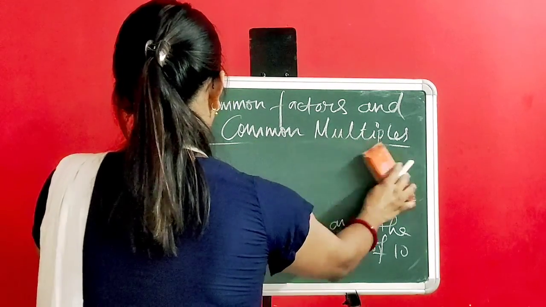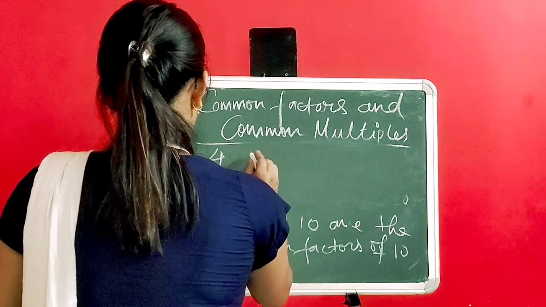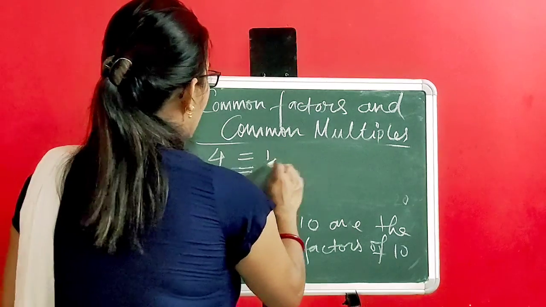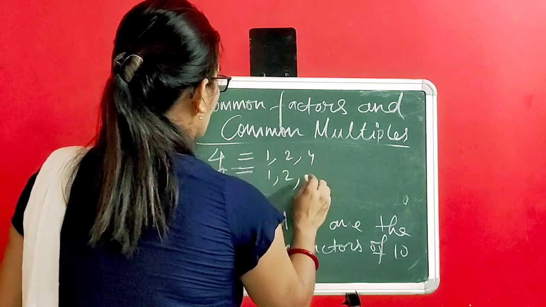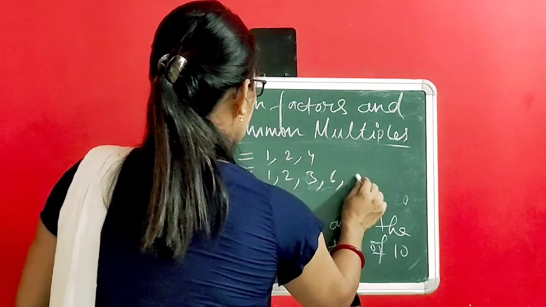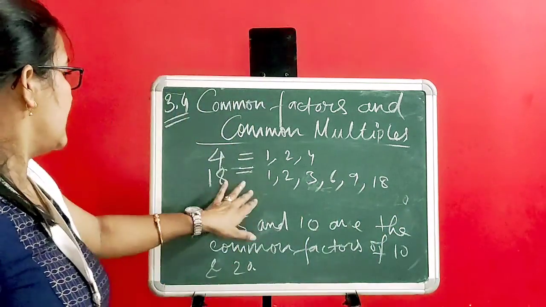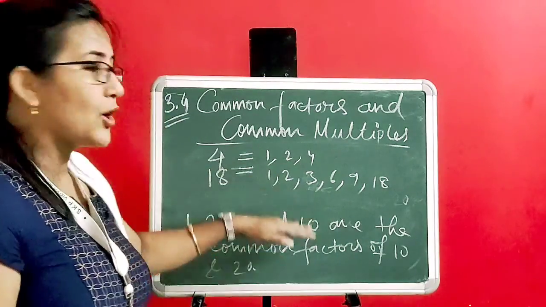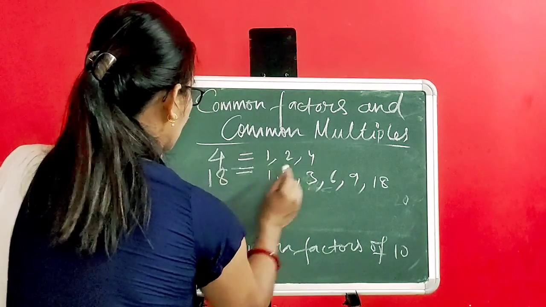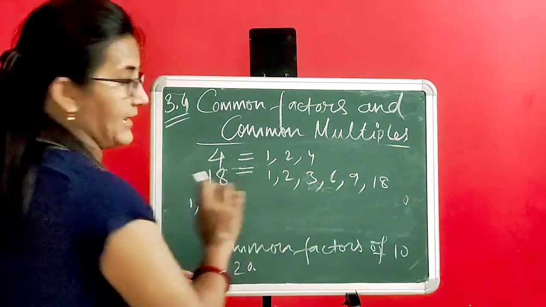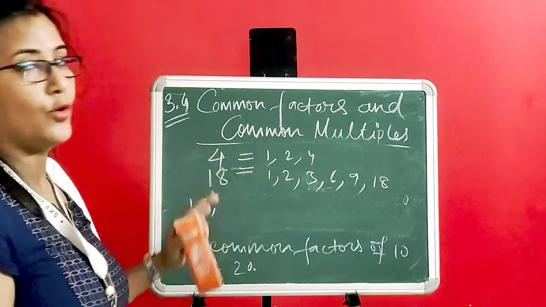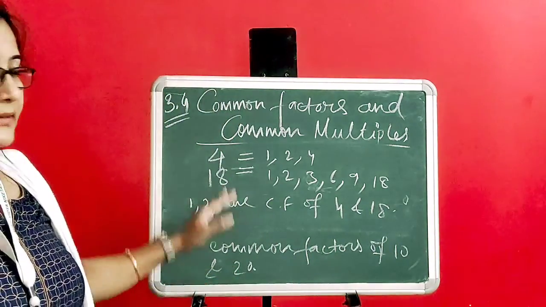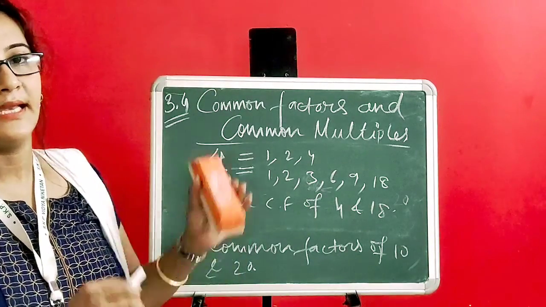Similarly, you can take more numbers as an example. Suppose here 4 and 18. Factors of 4: 1, 2 and 4. For 18: 1, 2, 3, 6, 9 and 18, right? So what is common in these two? You can see 1 and 2 and no more else. Only 1 and 2 are common between 4 and 18. So these are the common factors of 4 and 18.